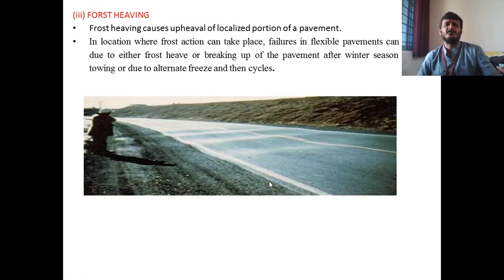So next we shall discuss frost heaving, the third type of pavement failure. Frost heaving causes upheaval of a localized portion of the pavement. So we will not see this all along the length of the road, only in certain portions where you can see the material along the cross section of the road being upheaved. In locations where frost action takes place, failures in flexible pavement can occur due to frost heave, or breaking up of pavement after the winter season during thawing, or due to alternate freeze and thaw cycles.